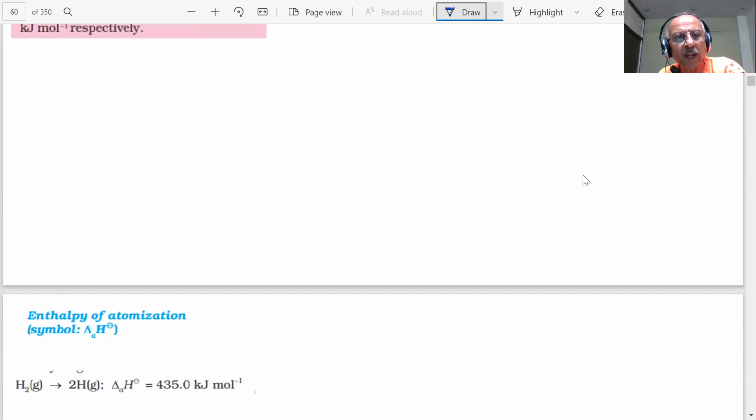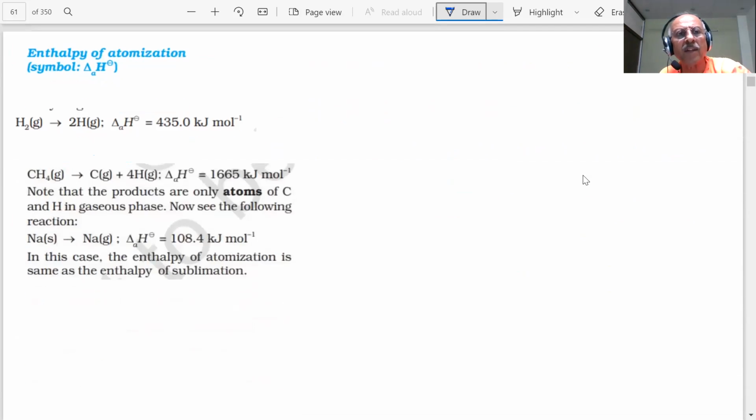Now we are coming to another important enthalpy term which we will use a lot in chemistry. What do you mean by enthalpy of atomization, students? You have, this is my molecule, hydrogen gas. What is this? It is a molecule. There is a single bond between them. There is a bond between hydrogen and hydrogen atom. Yes or no? Yes sir, there is a bond.